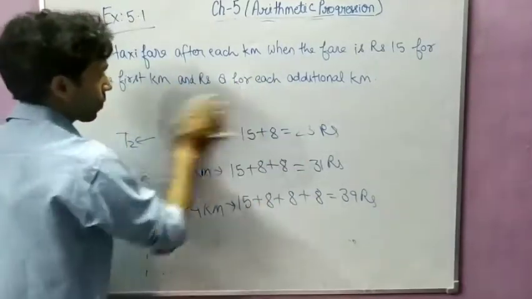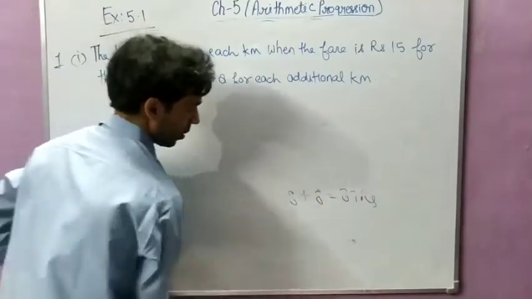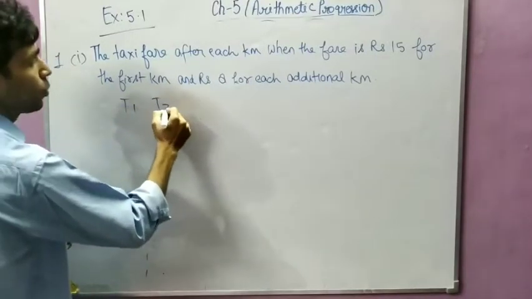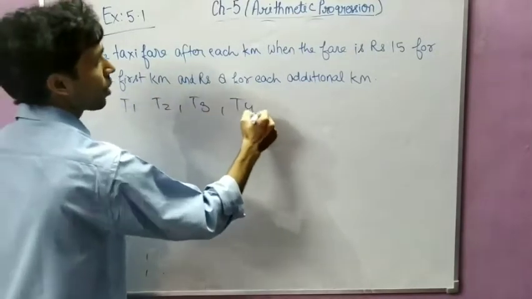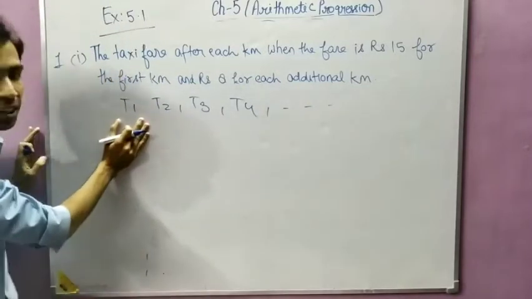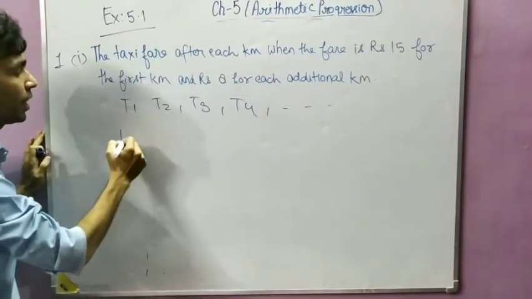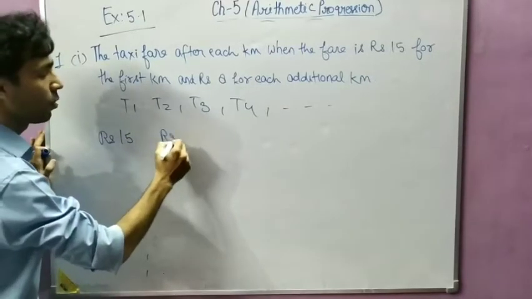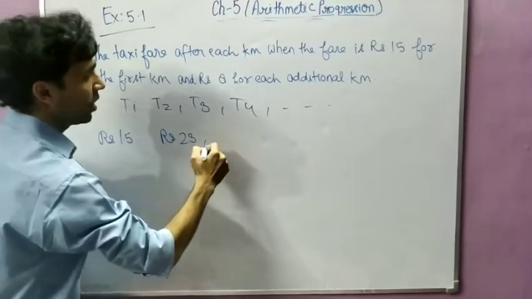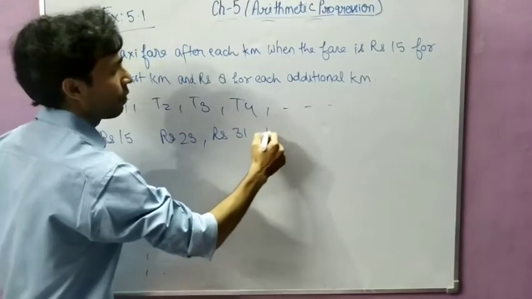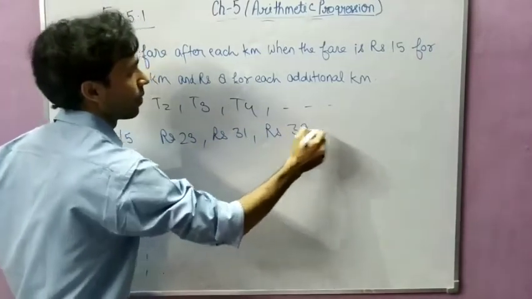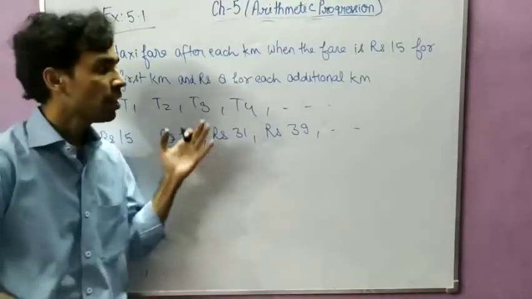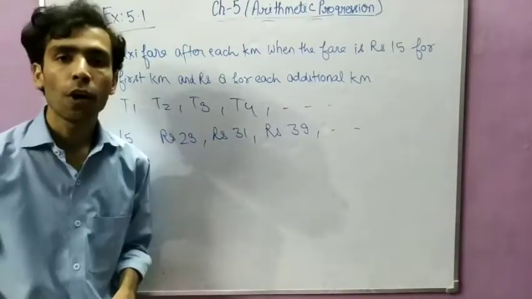So now T1, T2, T3, T4, and so on. T1 was the first kilometer and the cost of the first kilometer was 15 rupees. For the second, 23 rupees. For the third, 31 rupees. And for the fourth, 39 rupees, and so on. So you have to check whether these are forming an AP or not.